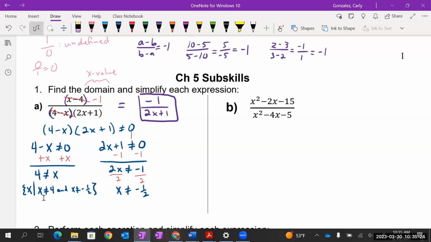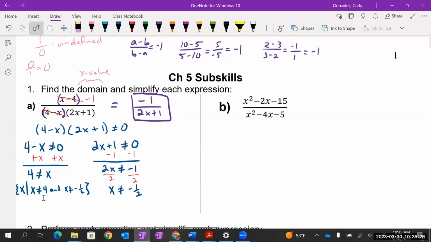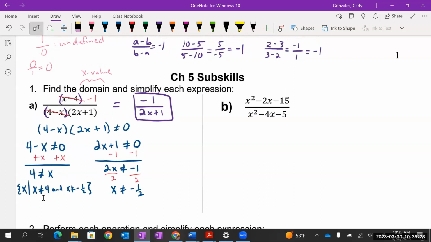Okay, moving on to the next one. Now we're going to find the domain and simplify. The very first thing we're going to want to do is to factor, because right now, first of all, nothing can simplify right now because we have addition and subtraction. In this case, just subtraction in the numerator and the denominator. So you cannot cancel when you have subtraction over division.